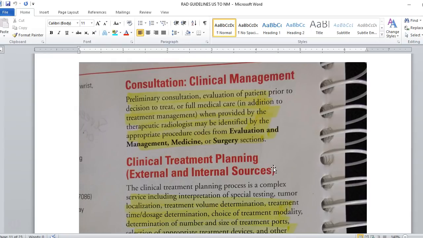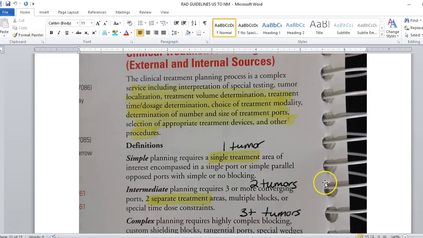So the first thing is the consultation itself. Okay, so the original consultation can be coded by either evaluation and management, medicine, or surgery, depending on how the radiologist became involved with this particular case. But the first thing they're going to do is they're going to gather up all the testing for the patients, okay, and then they're going to start doing what we call clinical treatment planning, okay? And clinical treatment planning is exactly what it says. It's a complex service, including interpretation of special testing.